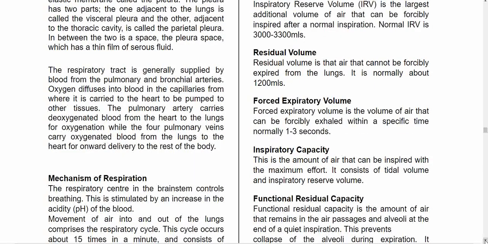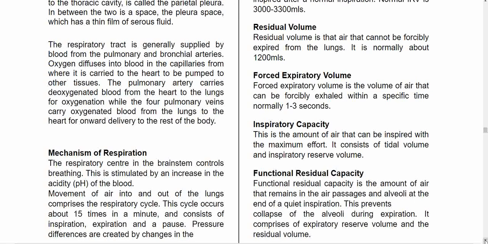Last thing we did is that we talked about the mechanism of respiration, and the respiratory center in the brainstem. It's being controlled by the medulla, a component of the brainstem, and this rate is also influential to the breathing and even how your heart pumps. This is stimulated by an increase in acidity of the blood. I want to give you a clue about this. Your blood is always composed of either oxygen or carbon dioxide.